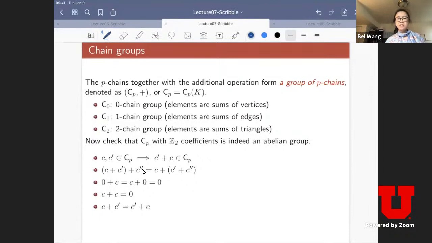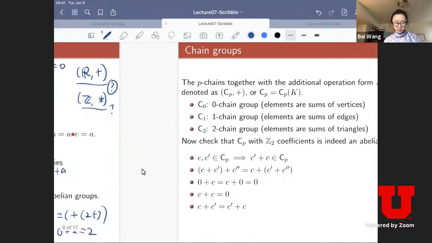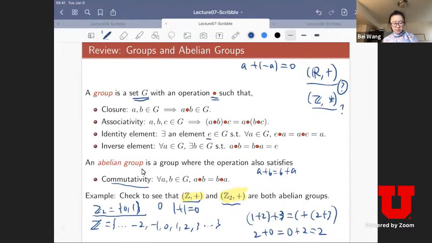Remember my chains are linear combinations of vertices, linear combinations of edges, linear combinations of triangles, and so on. So a p-dimensional chain, where p is equal to 0, 1, 2, and so on, together with the addition operation I just described, is a group, okay? Because you need to check all those 4 properties. Okay, so remember what I need to check? Let's say now G is my group of chains. I want to say if I have 2 chains and I add them together, the end result is also a chain. So that's closure.